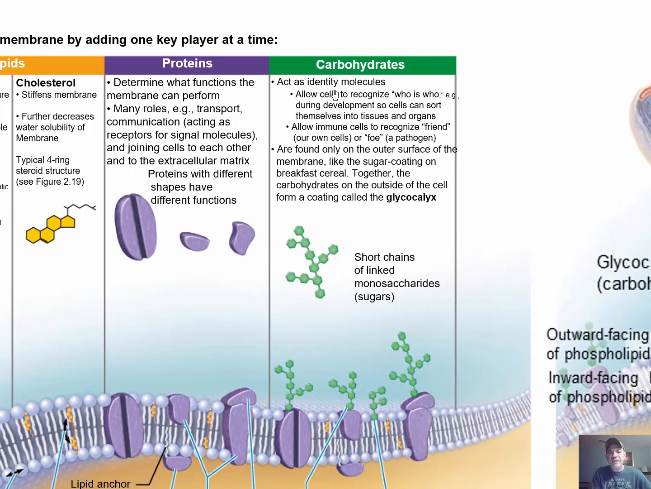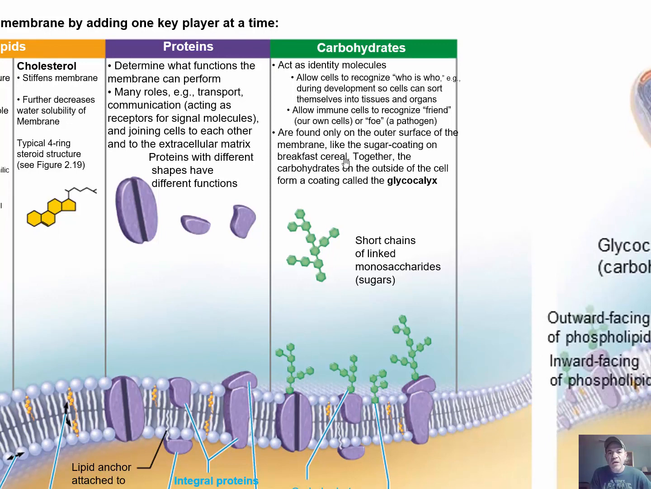Carbohydrates are going to act as identity molecules, and they allow cells to recognize who's who. For example, during development, cells can sort themselves into tissues, so cells recognize each other as they're moving into appropriate positions during fetal and embryonic development. They also allow immune cells to recognize self from non-self, our own cells from pathogens, and they're found only on the outer surface of the membrane.